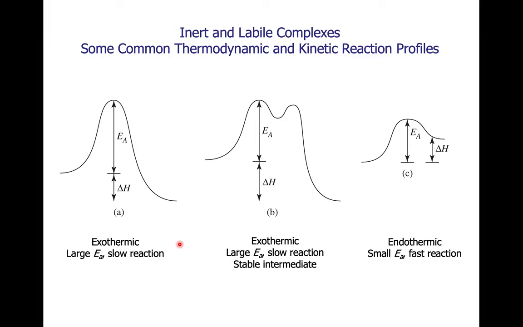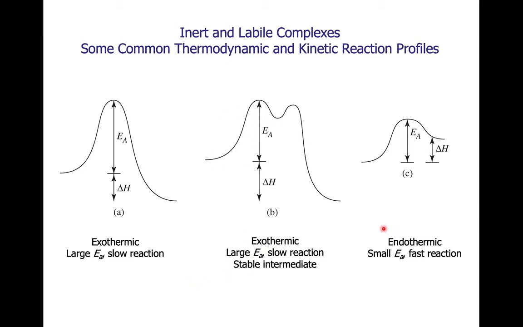All right, here are the kinds of things you'll want to be able to sketch. These are pieces of reaction coordinate diagrams for inert and labile complexes. In this first one, the reaction is exothermic. How do I know it's exothermic? The products lie at a lower energy than the reactant. So the reactants are unstable with respect to the products. However, this is a large activation energy. The Ea value is large, and so this is a slow reaction.